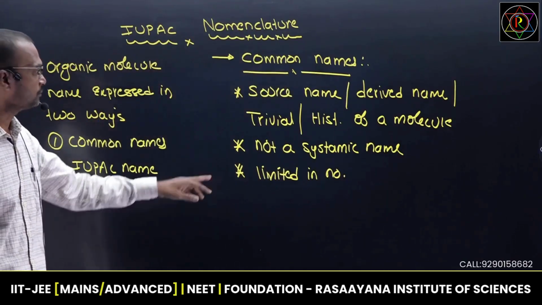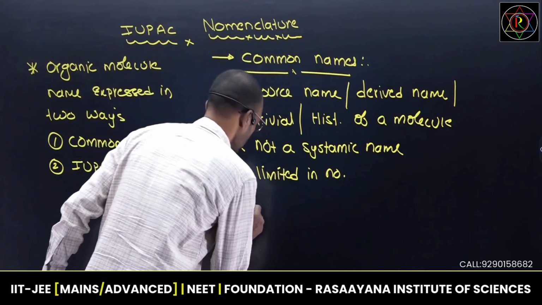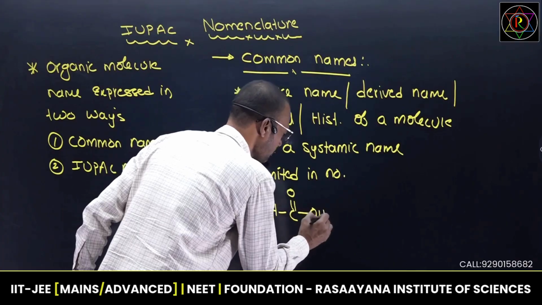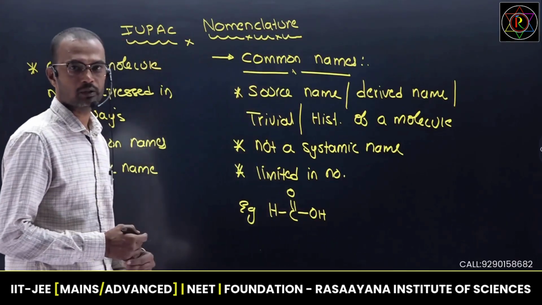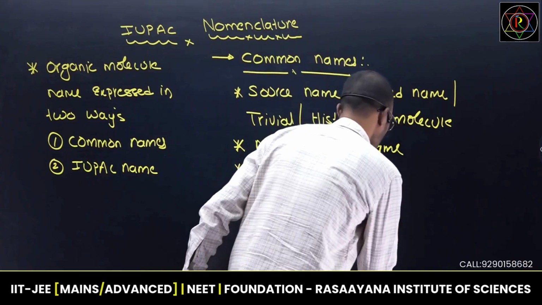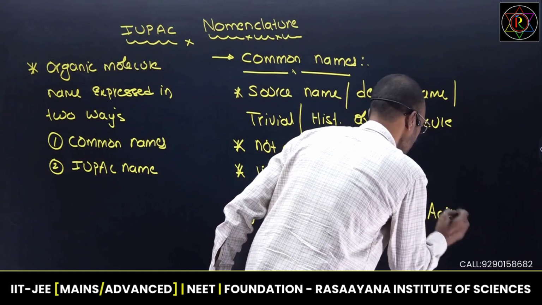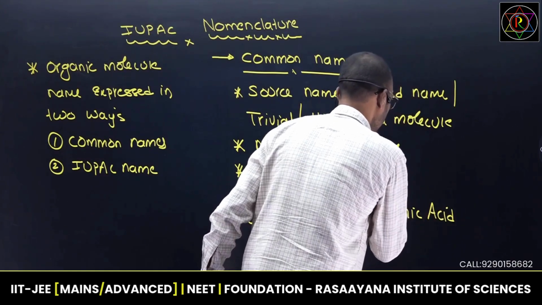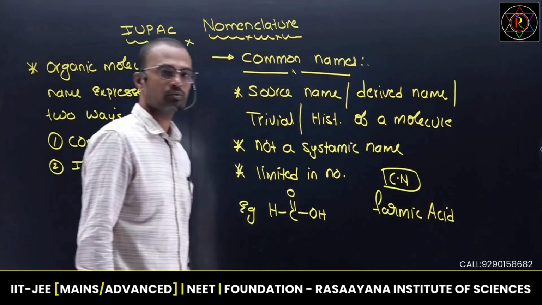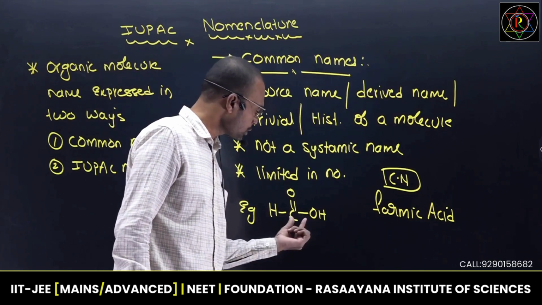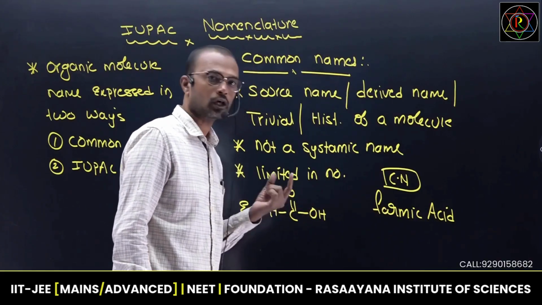That point you remember. Suppose I will give a few examples related to this. This is one example. Generally it is known as methanoic acid. What is the common name for this one? This is called formic acid. This is a common name of a given molecule. Formic acid, generally known as methanoic acid, is a common name, but it is not an IUPAC name.